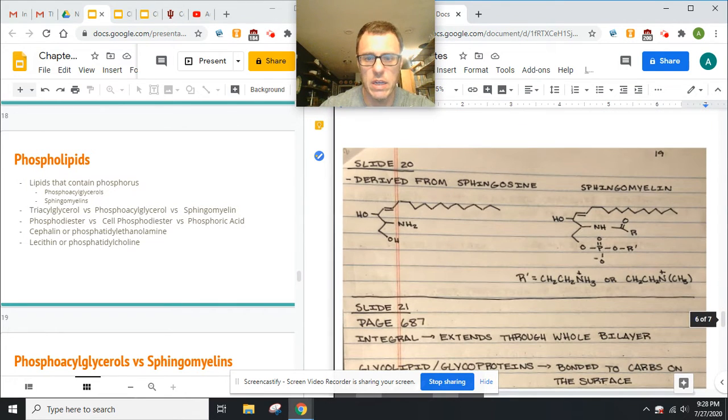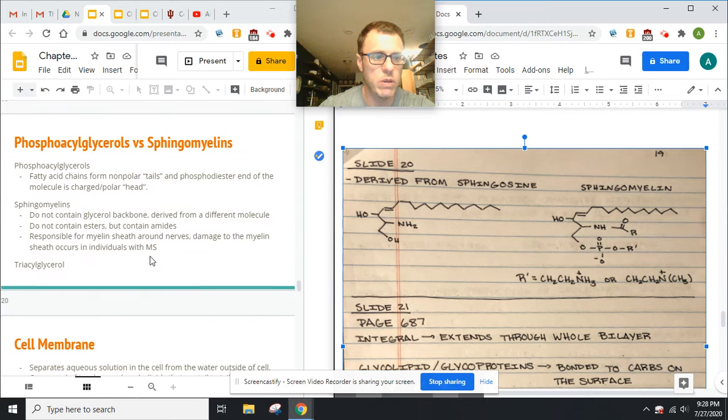To move on down here, when we look at sphingomyelin, it's derived from this compound. It's not derived from glycerol. All right. And so you get this large chunk here. And instead of ester bonds, you get an amide connection here. It's still from a fatty acid, but this is an amide connection. That's the difference. You can see some information over here.